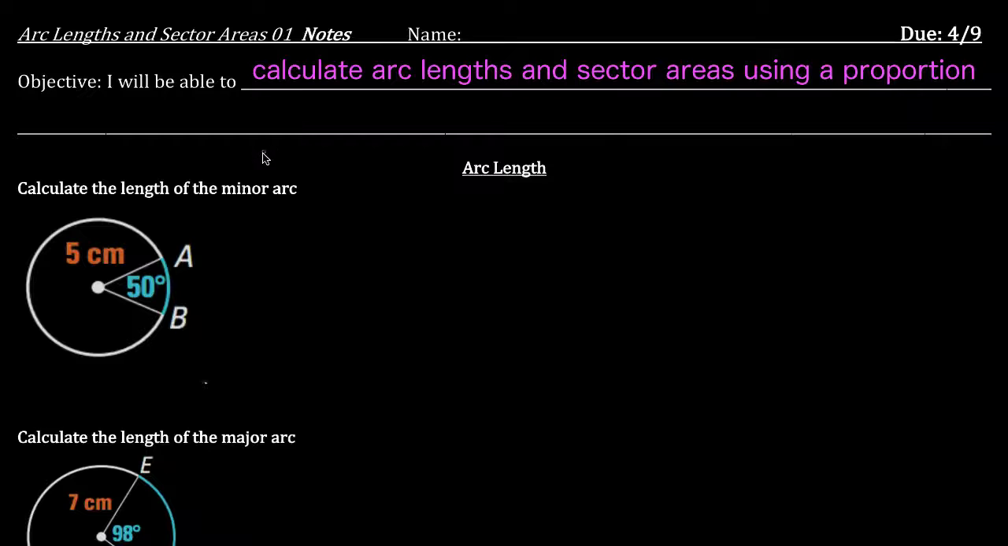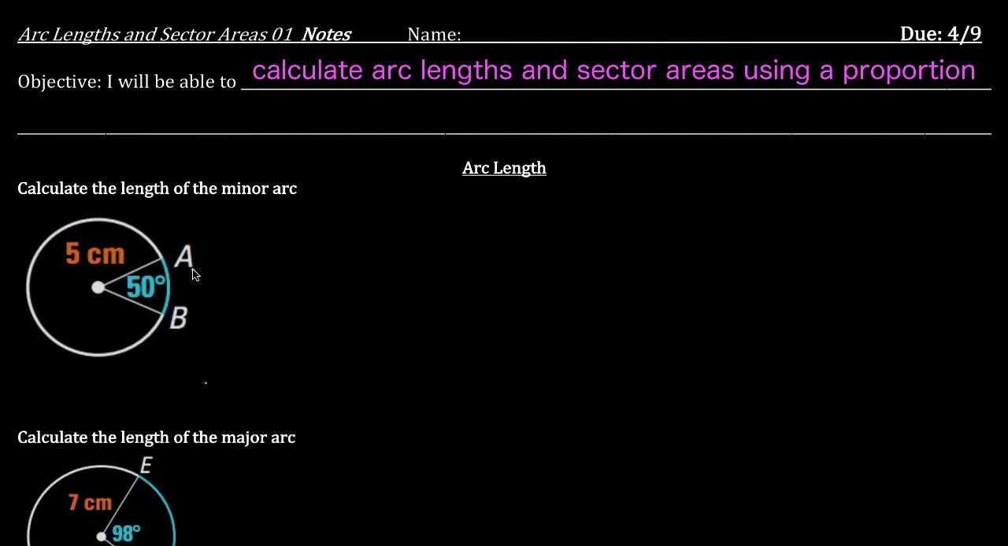Alright, so in this lesson, we will calculate arc lengths and sector areas using a proportion. So this one says calculate the length of the minor arc. So the minor arc is AB. So we want to know what AB is. The length, not the angle, not the central angle measure, not the arc angle measure.